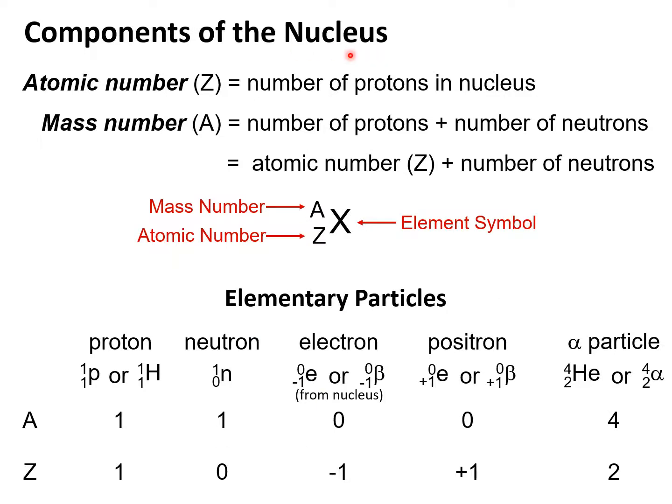The nucleus is composed of both protons and neutrons. Together, the protons and neutrons are called nucleons. The atomic number, Z, is the number of protons in the nucleus. The mass number, A, is the sum of the protons and the neutrons in the nucleus. So we can see that we can easily calculate the number of neutrons in the nucleus by taking the mass number and subtracting the atomic number. The notation for writing symbols in nuclear chemistry is to write the mass number as a superscript and to the left of the element symbol. The atomic number is written as a subscript and to the left of the element symbol.